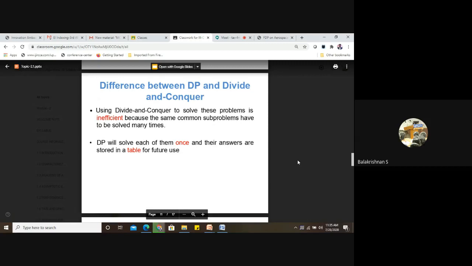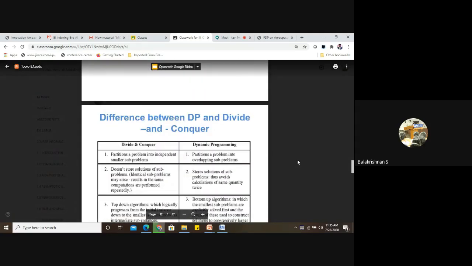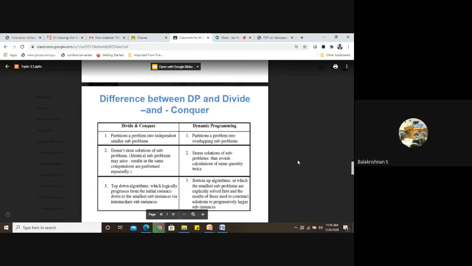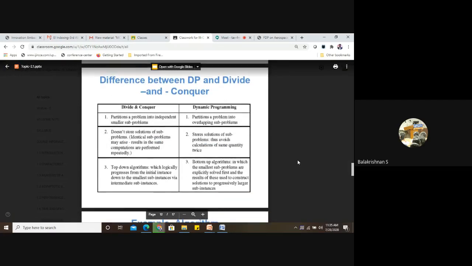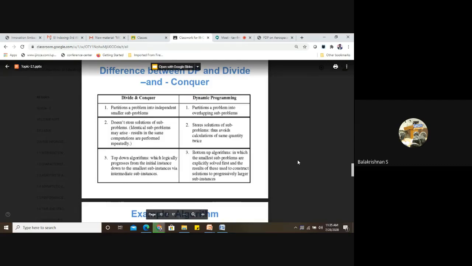Dynamic programming solves each subproblem once and stores the answers in a table for future use. That is the advantage of dynamic programming, and that's the main difference between dynamic programming and the divide and conquer technique. Next, let's see in more detail the differences between dynamic programming and divide and conquer. Divide and conquer partitions a problem into independent smaller subproblems, but dynamic programming partitions the problem into overlapping subproblems. Not independent smaller ones, but overlapping subproblems.